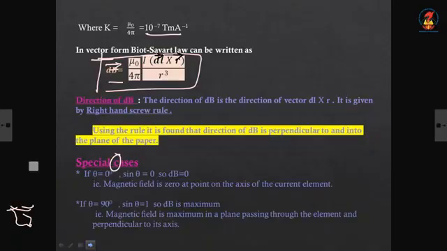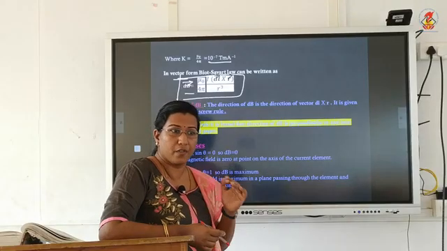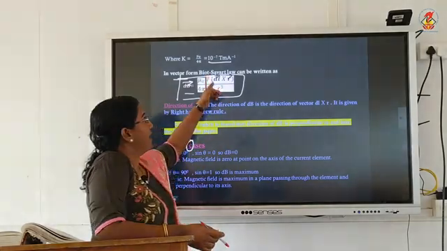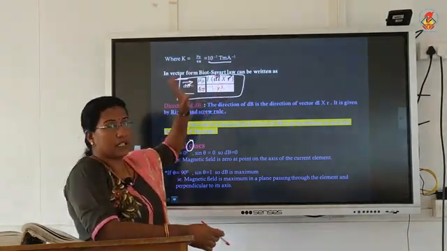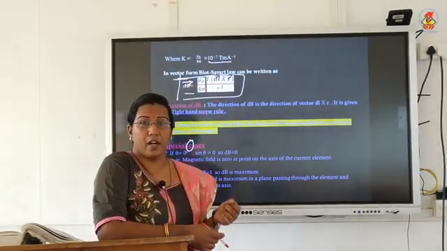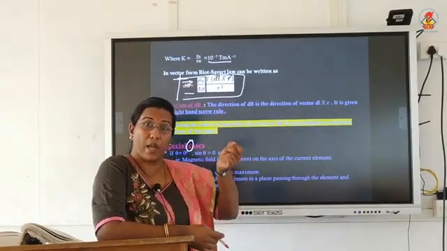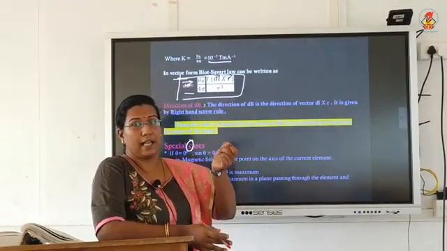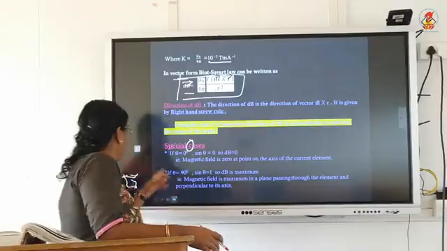Last time we studied that if A and B are two vectors, and you take the cross product of those two vectors, then the resultant will be a vector which is perpendicular to both A and B. So now we are going to find out, in this case our vectors are dl and r, and we are going to find out the direction of the vector magnetic field at point P. Okay.